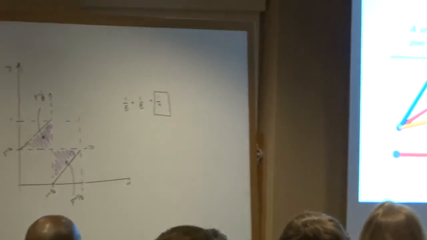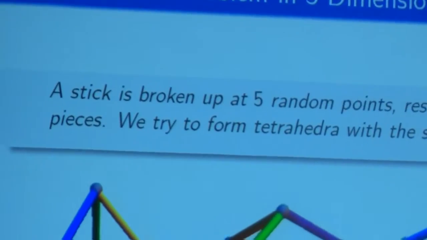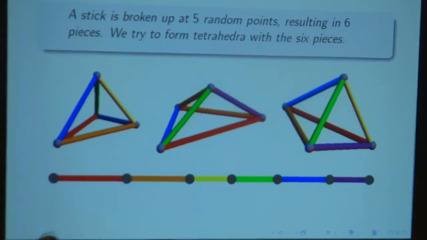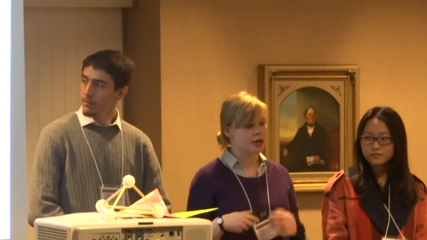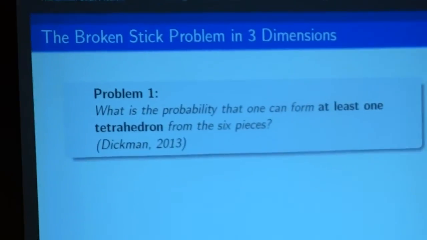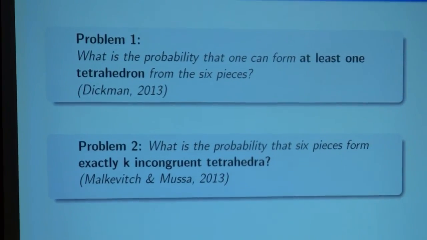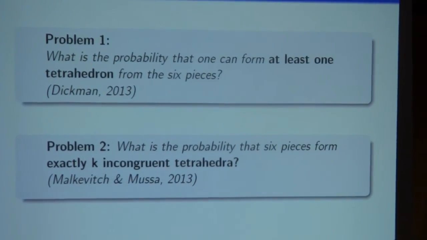Okay, so this problem is pretty trivial if you just draw it out, and it was actually solved in the 19th century, so that's not what our research was about. We decided to take it up a notch and take it up a dimension and think about forming a tetrahedron. So if you break up a stick at 5 points, now you have 6 sticks, and we try to form a tetrahedron with the pieces. So our first question is, what is the probability that we can form at least 1 tetrahedron with the pieces? And the next question is, what is the probability that these 6 pieces actually form k incongruent tetrahedra, where k is between 0 and 30?